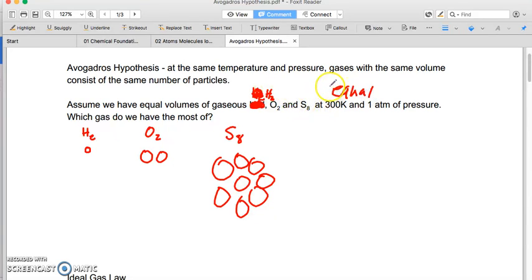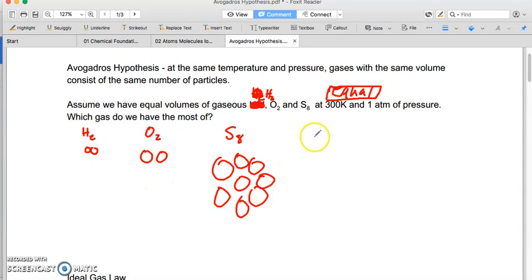Okay, this should not make sense to you. You should not be comfortable with that, taking my word for it. The reason that you shouldn't be comfortable with that is S8 is much bigger than O2, and it's much bigger than H2 over here. So why would these have equal number of particles if this is so much bigger, right? If they all have the same volume, we should think that bigger particles, it'll take less of them to make up that volume, right? So we should think that this is the least, this is the second least, and this is the most.